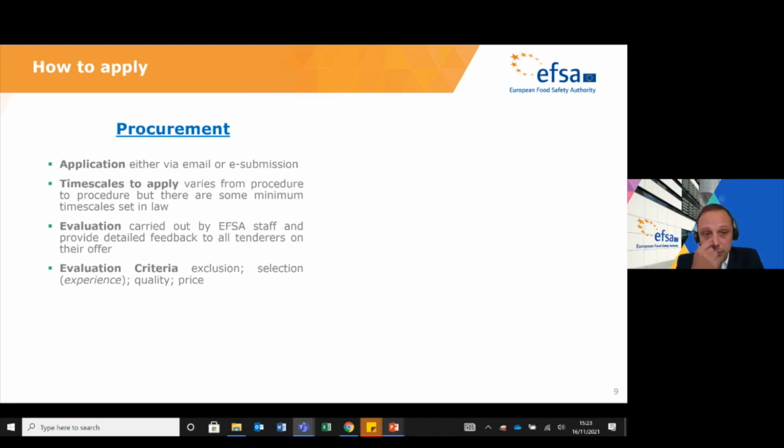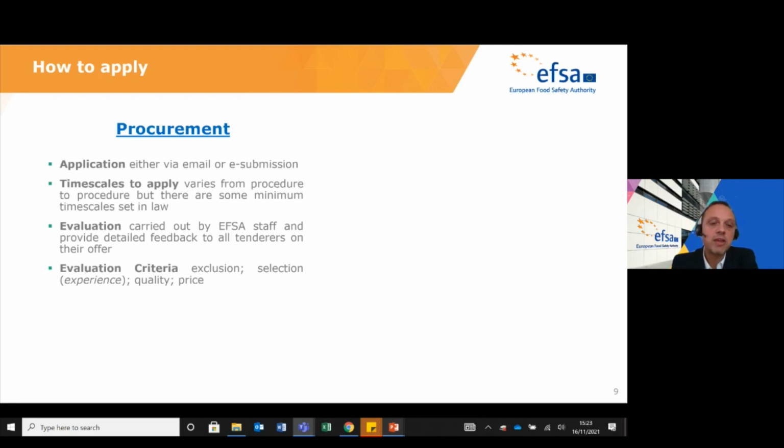Now, the time scales vary very much from procedure to procedure. However, there are minimum time scales set in law, and in particular for the open call, the minimum number of days from publication of the call until the deadline for submission is 42 days. The evaluation under procurement is carried out by EFSA staff, and all the tenderers, regardless of whether they are successful or not, will receive detailed feedback about their application.